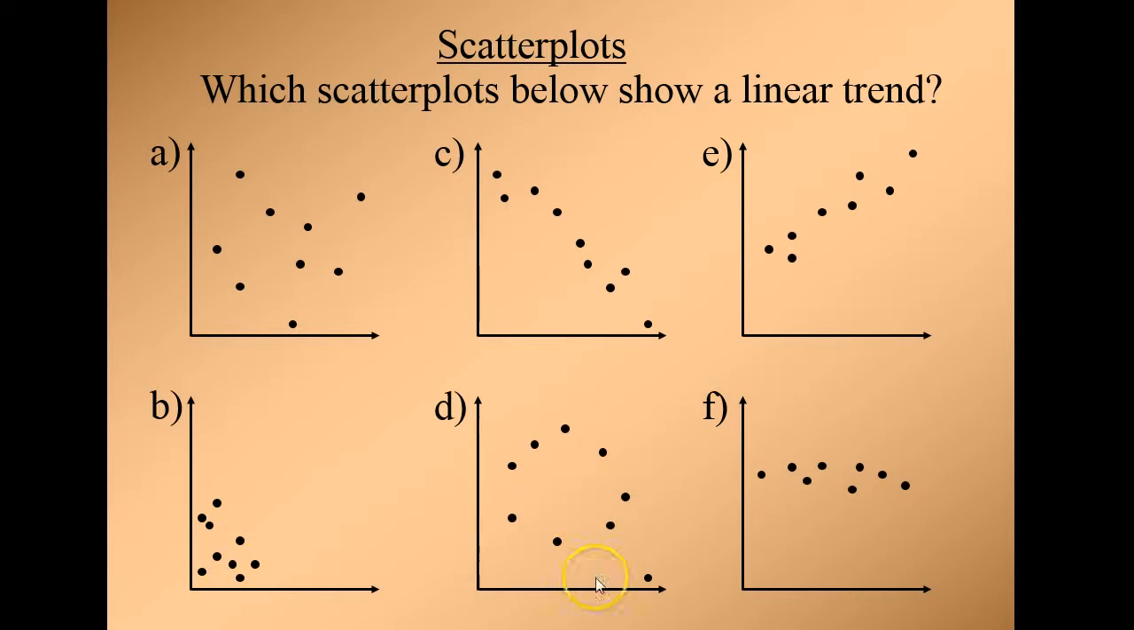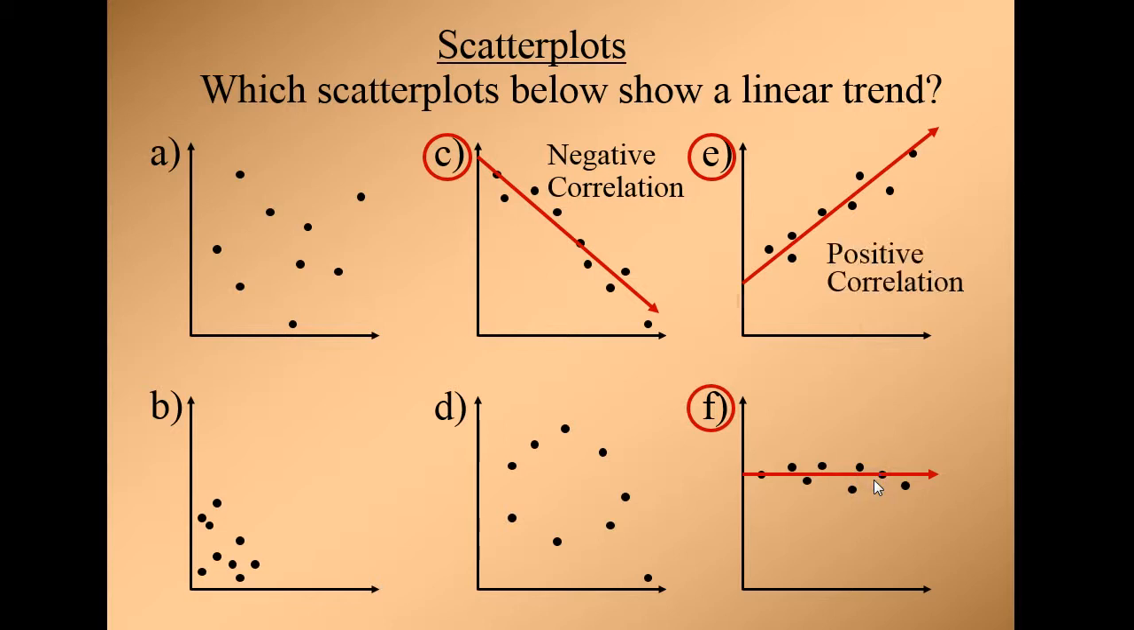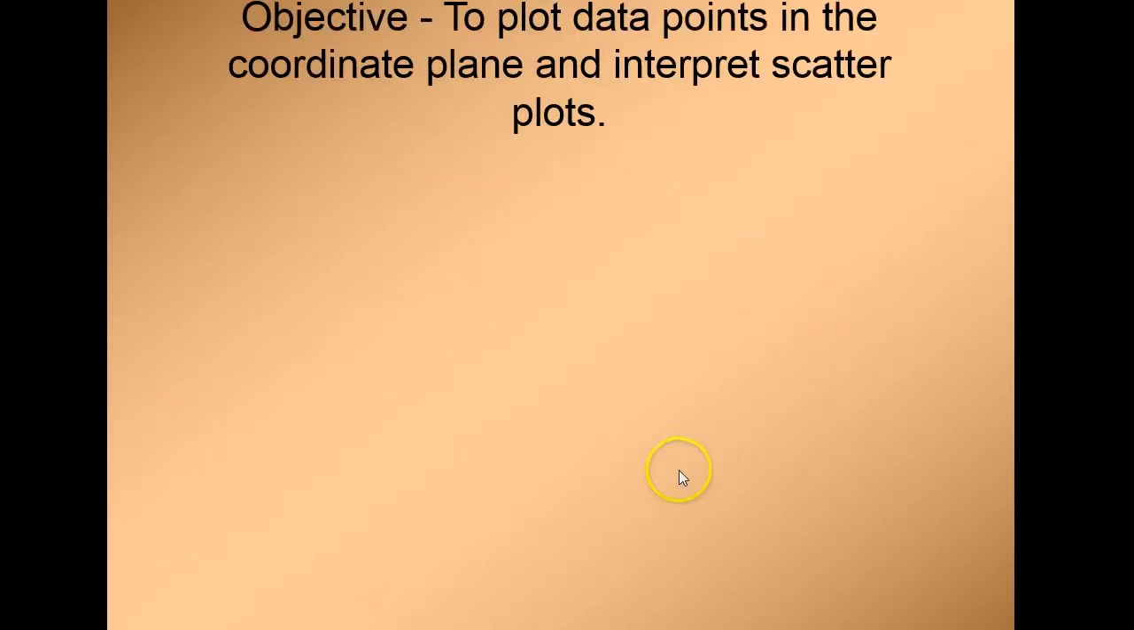D, this is not a linear correlation. It is some sort of correlation. There is an equation that fits this, but it's not linear. All we care about right now is linear trends. Okay, and all these are flat. It is a straight line, so it is linear. So C is negative correlation, E is positive correlation, and F is a constant correlation. Okay, that's pretty much it.